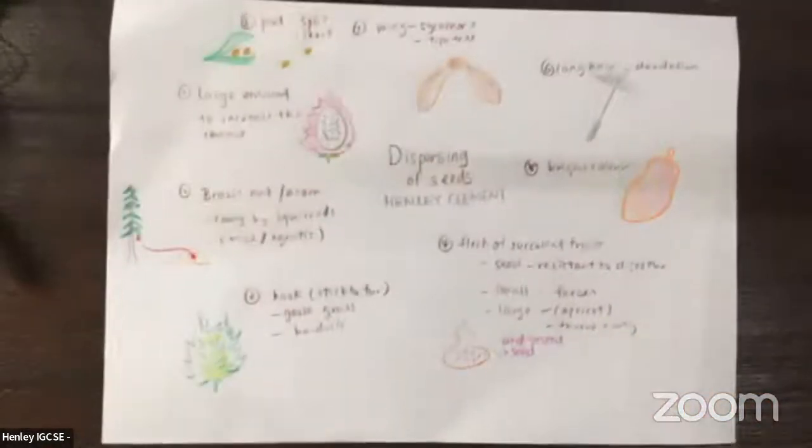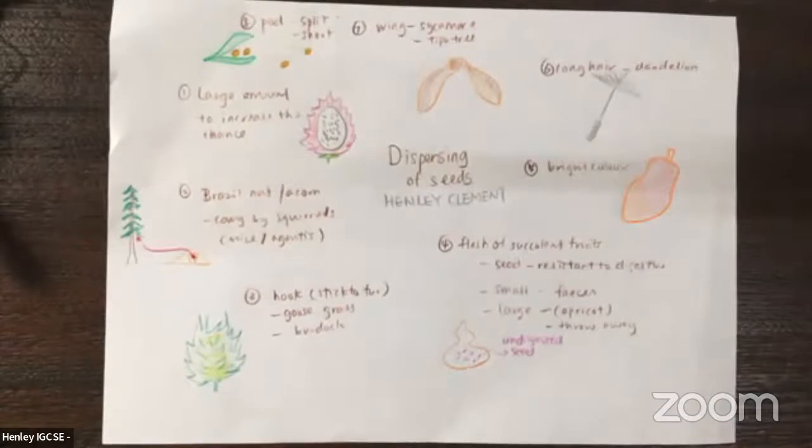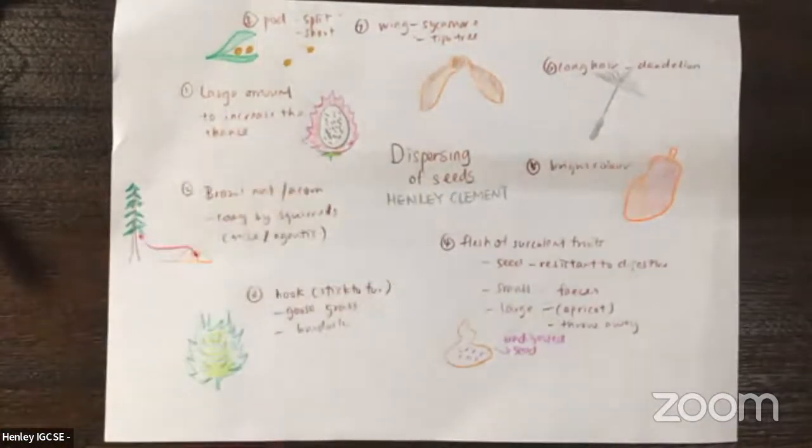Let's come back. I try to summarize it into 8 ways of dispersion. Number one is the seed must be in large amount. This is the key point you need to remember. Large amount. This is to increase the chance, the possibility of the seeds developing into a new tree.